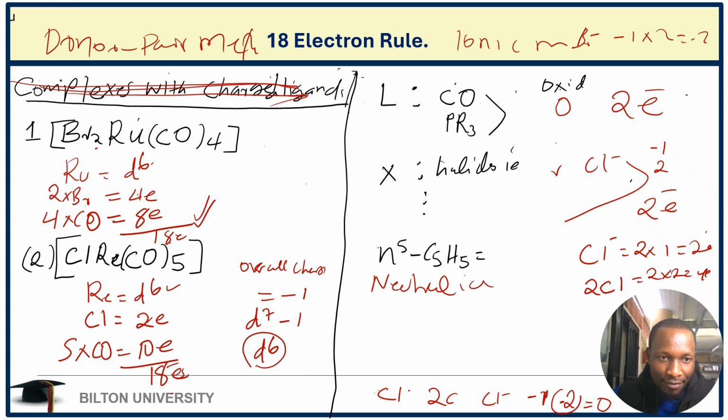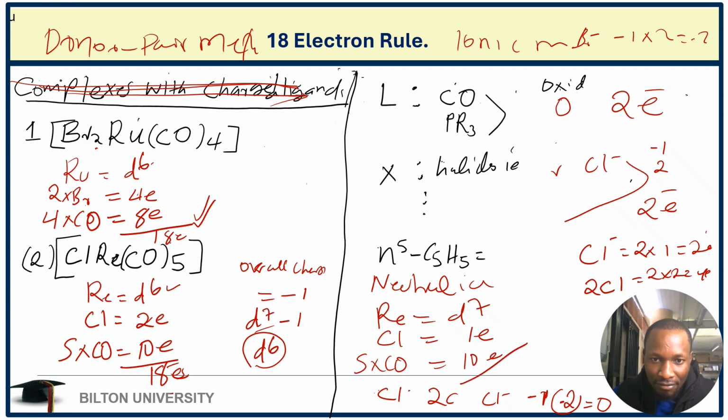Okay, so we have our rhenium, which we have said is in D7, and we have chlorine. Chlorine contributes how many? It contributes 1 electron. Because it is X type, in the neutral ligand method it contributes 1. And then we have carbonyls. How many are they? There are 5, so 5 times that number of carbonyls, that is 10 electrons. So let's add. 7 plus 1 is 8, 8 plus 10 is 18 electrons.